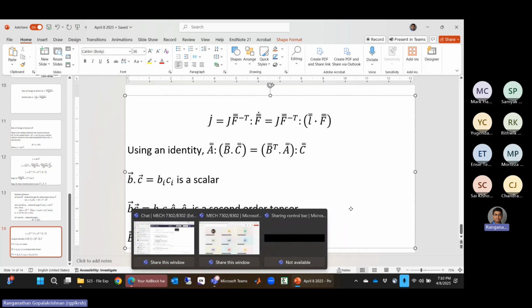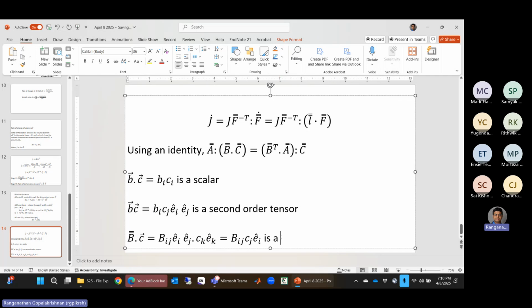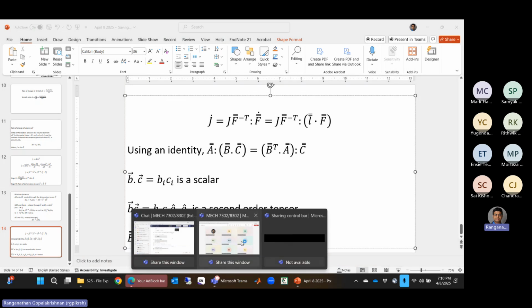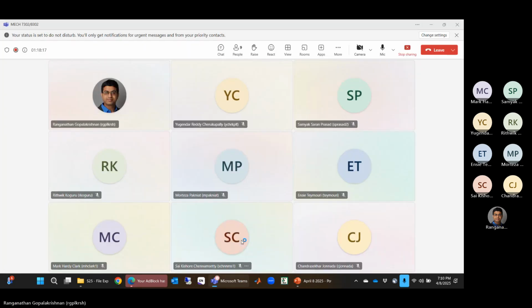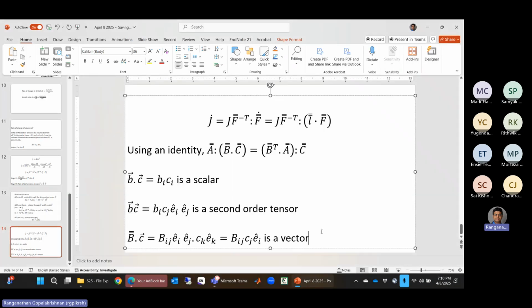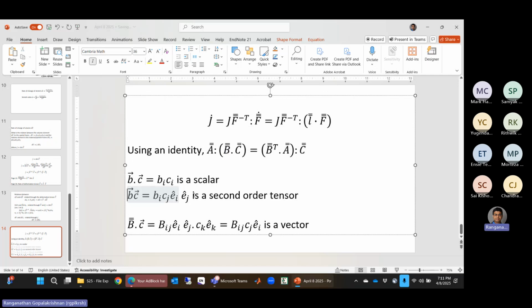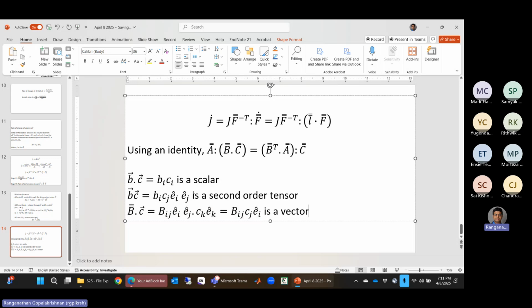But would you agree with me that this is a first order tensor or a vector? Yes, I can see. Right. So this is a vector. Now, if you then ask what is B dot C, trying to build up to what we need here. What is B dot C?